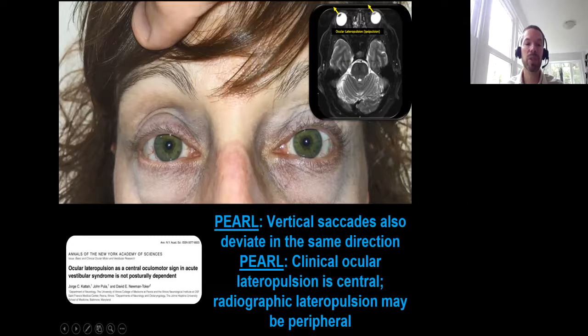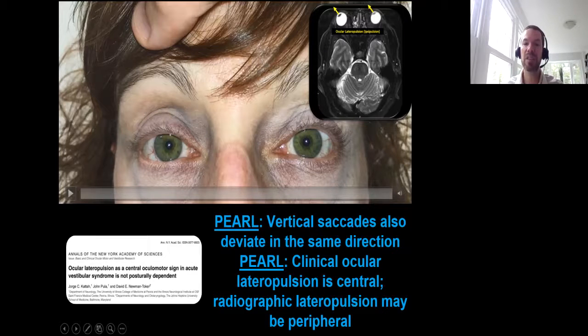Here's a paper that was written specifically about this. They had 6 or so cases of vestibular neuritis where the patients basically all had this ocular lateral pulsion that was seen on the MRI. This has been my experience as well, that if you look hard on a patient with vestibular neuritis, in this case, a right-sided vestibular neuritis might cause rightward ocular lateral pulsion. That by itself doesn't mean anything.